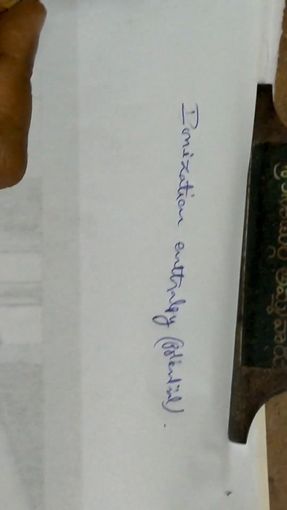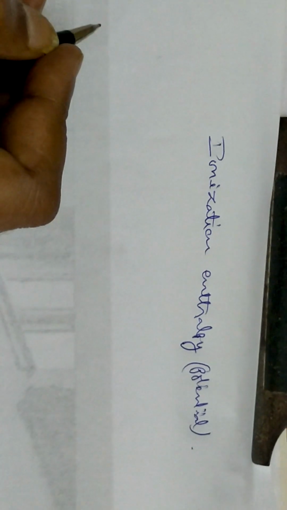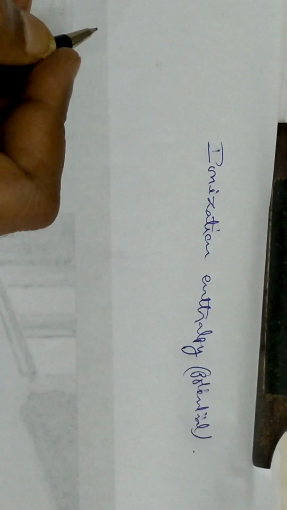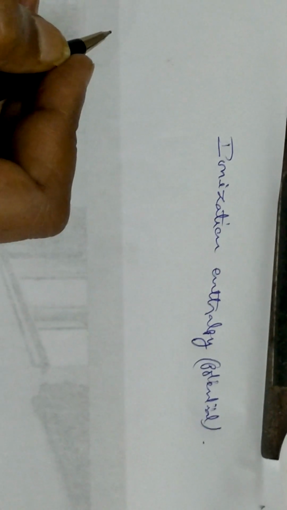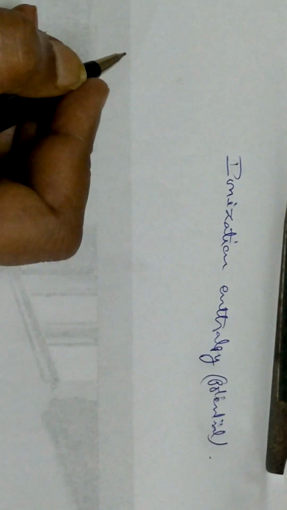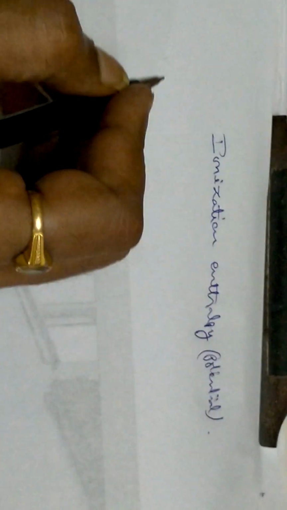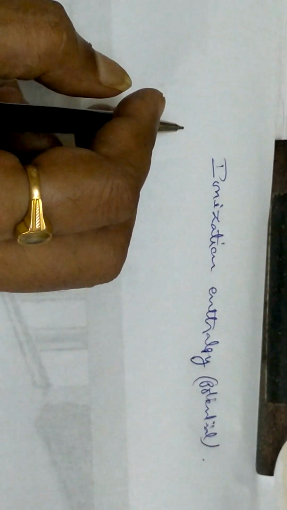Good evening, welcome back to the classification of elements or periodic table. Today we will see the ionization potential or ionization enthalpy. Earlier we used to call it ionization potential (IP). Now it is renamed as ionization enthalpy. Before going into this, yesterday we saw the atomic radii and atomic and ionic radius variations.